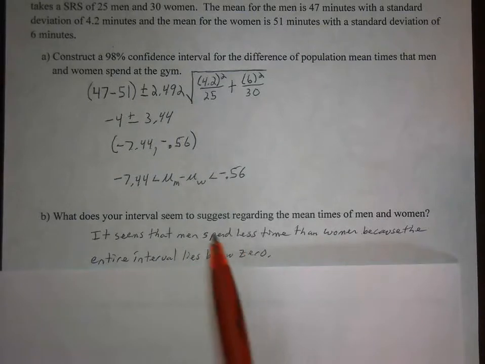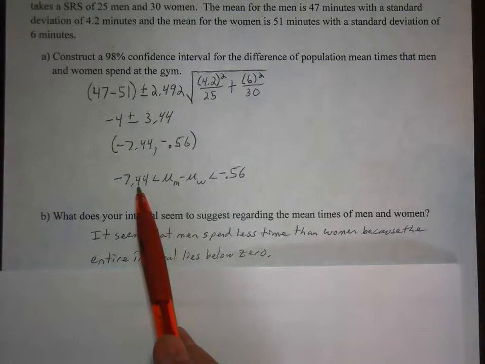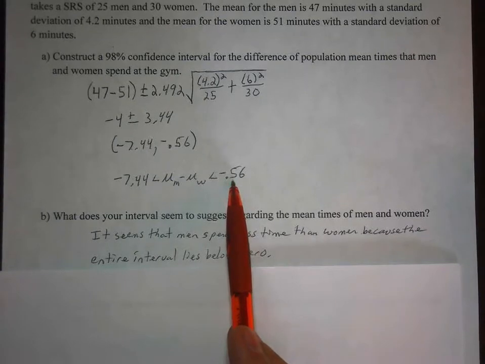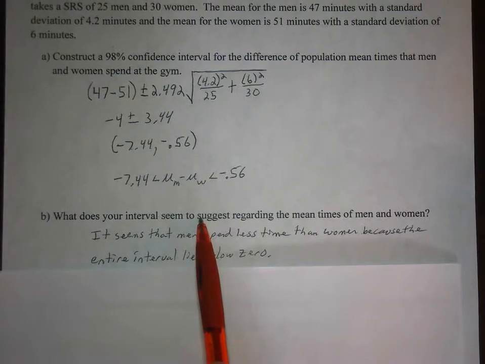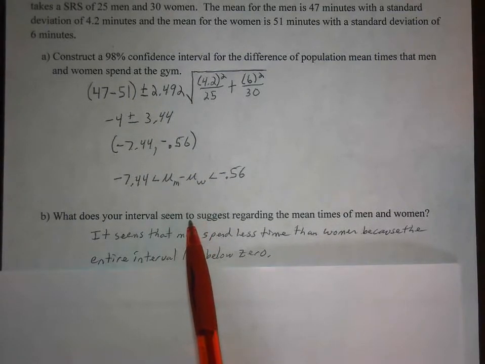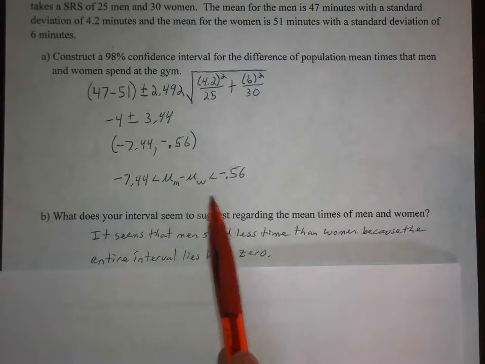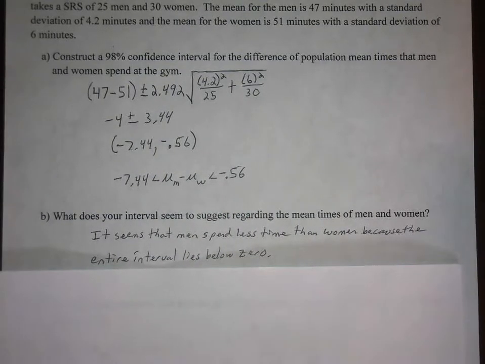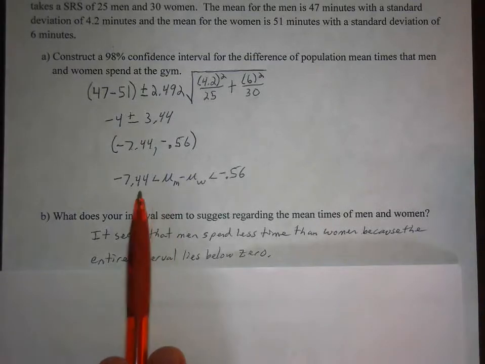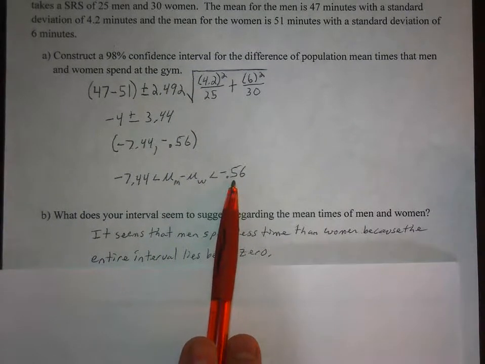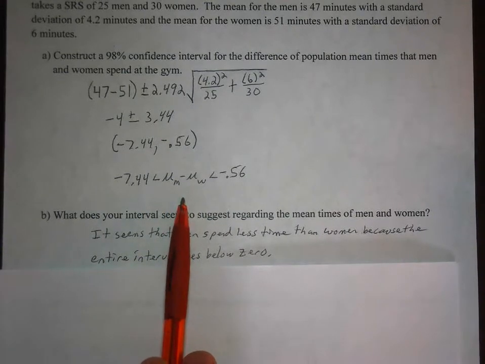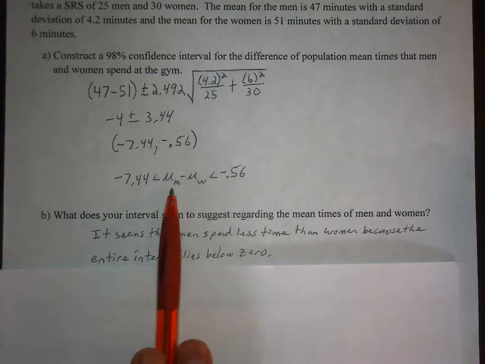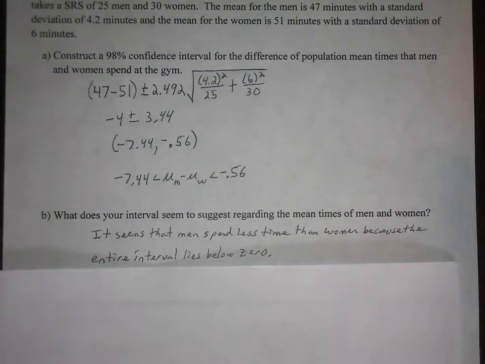The other thing I'll bring up is, suppose this was negative 7.44 and this was positive 0.56. If you had opposite signs, that would suggest that the mean times for men and women could have been the same. So our conclusion would be that there's no difference in the time they spend. No matter how negative or positive these numbers are, as long as 0 is in your interval, that implies the mean difference could have been 0, meaning the population means could have been the same, or no difference in the means.